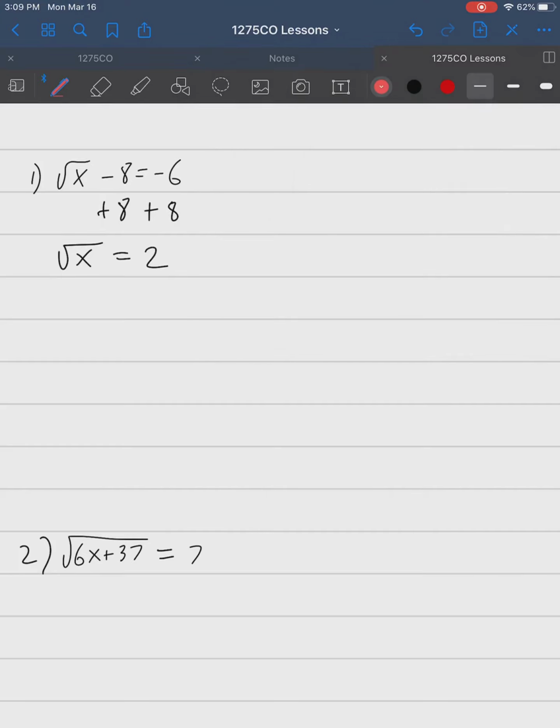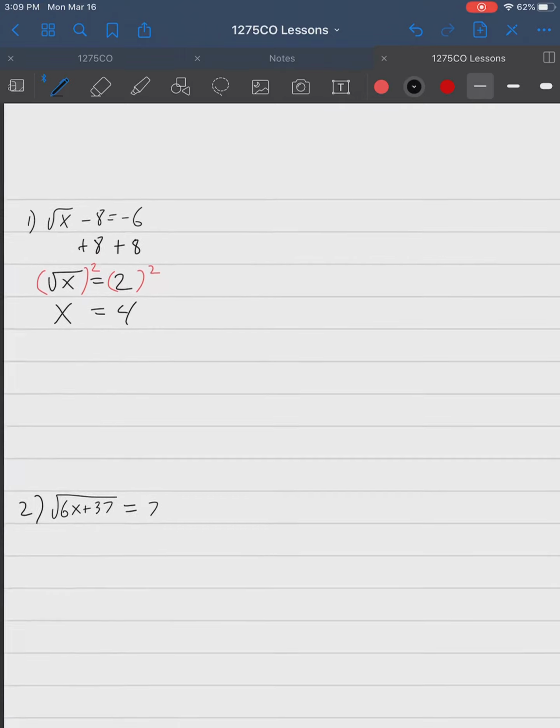let's use this color. We can now take the square of both sides. We can square both sides. The square root of x raised to the second power is equal to x. And 2 to the second power is equal to 4, so we get our answer of x equals 4.